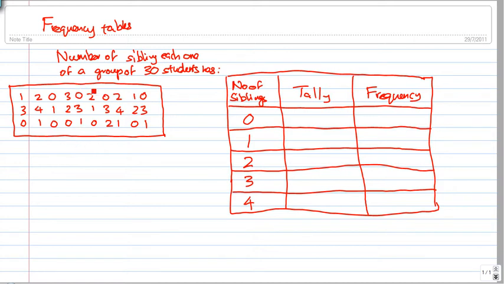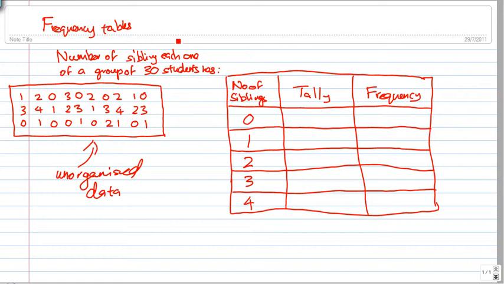Here is the number of siblings each one of a group of 30 students has. So this is unorganized data, or unstructured data. This table here shows the number of siblings each one of a group of 30 students has.